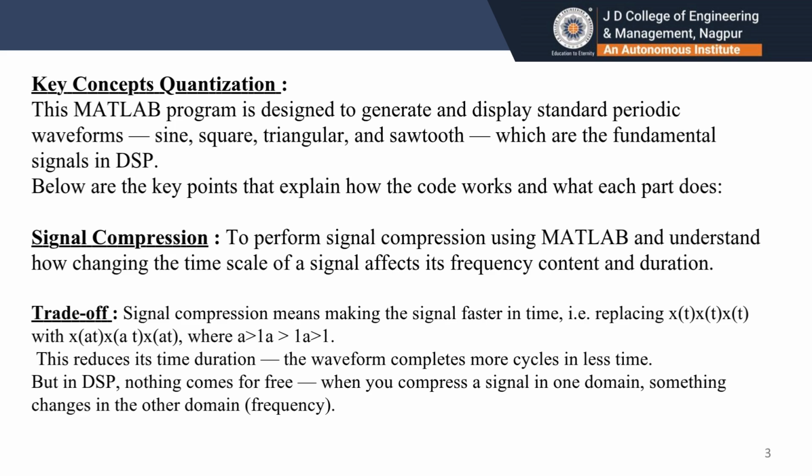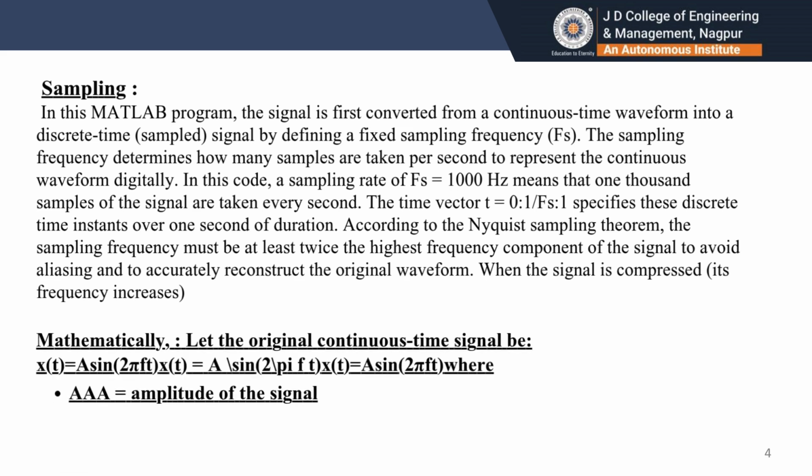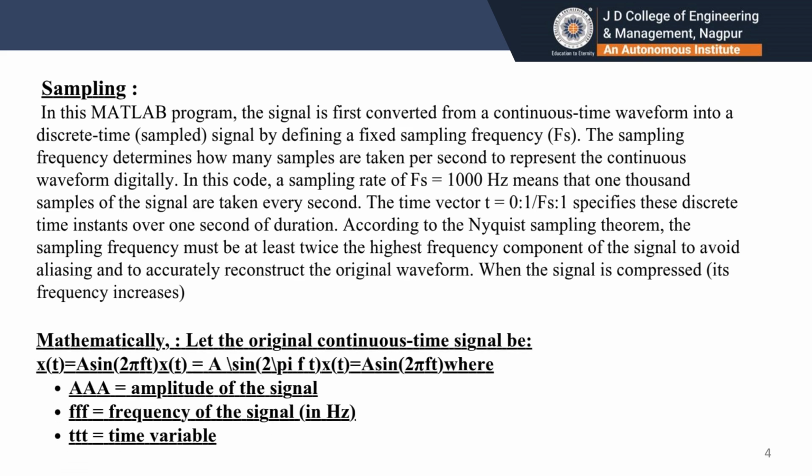In the MATLAB program, we first define the sampling frequency as fs equals 1000, meaning the signal is sampled 1000 times per second. Then, we create a time vector t equals 0 to 1/fs to 1, which represents 1 second of signal duration. The base signal is generated as a sine wave using the formula x(t) = sin(2πft), where f equals 5 Hz.